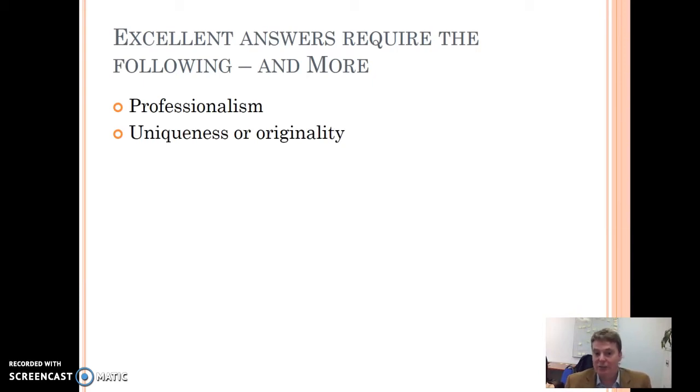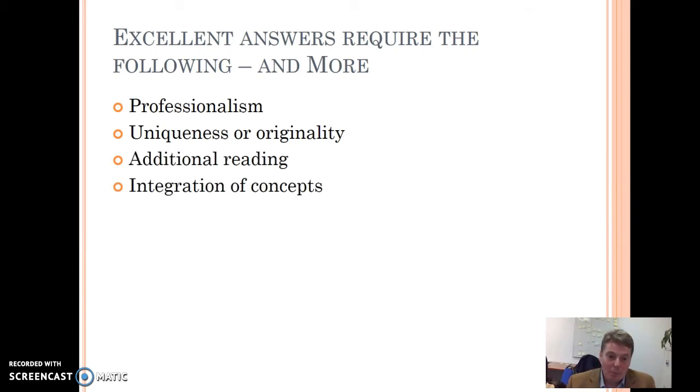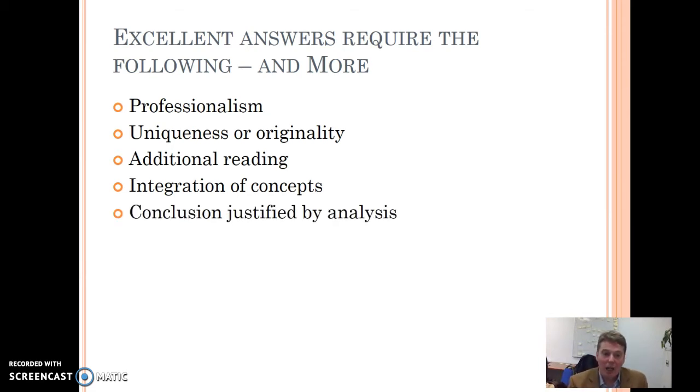The best answers will have a degree of uniqueness and originality. So they'll pick good examples. They'll spot things that other people mightn't have spotted. They'll bring in evidence of other reading that mightn't necessarily have been directed to by the lecturer. They'll be able to integrate concepts, so they'll be able to understand how ethics and whistleblowing and privacy might all come together in a single problem.